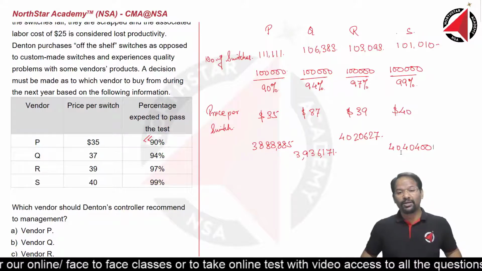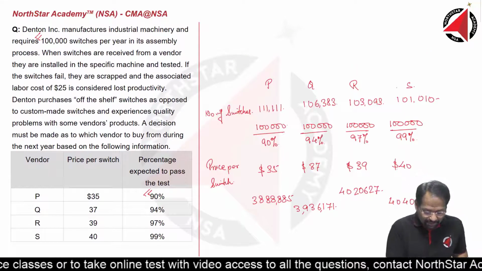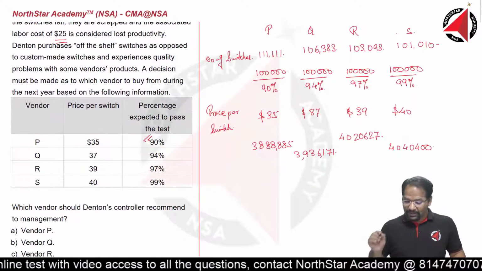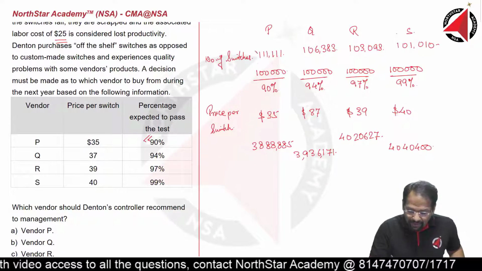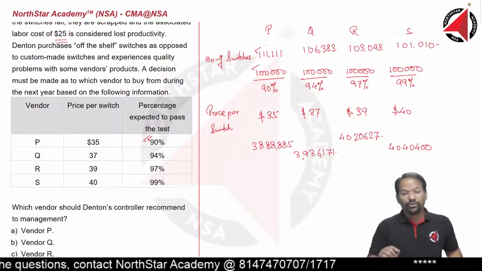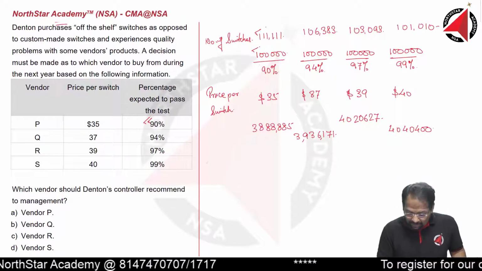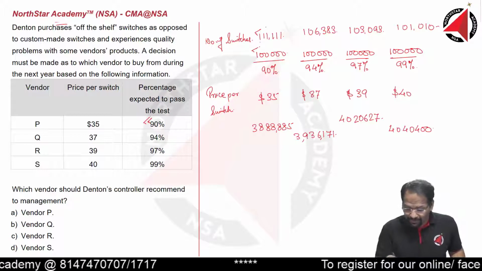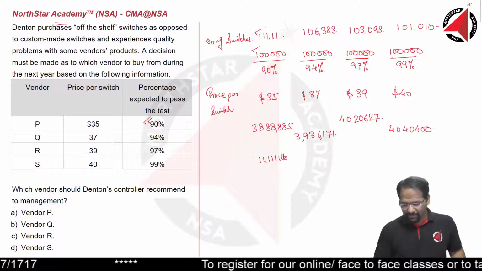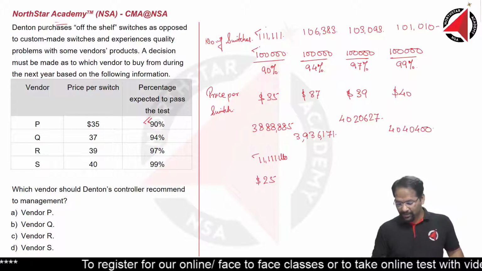We need to also include the cost that was mentioned earlier, the cost due to lost productivity of $25. Out of 111,111, only 100,000 are going to be good units. So the remaining bad or unusable units are the difference between the two, which is 11,111 units. This will become defective, and it is multiplied by the labor cost of $25.